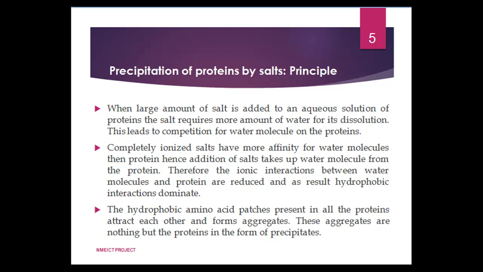And as a result of this, hydrophobic interactions dominate. The hydrophobic amino acid patches present in all the proteins attract each other and form aggregates. These aggregates are nothing but the proteins in the form of precipitates. In salt precipitation, the ion appears to be more significant. But along with this, other factors like temperature, pH, and the most important, the protein concentration, affect the process to a larger extent. Higher ammonium sulfate is required for precipitating highly soluble proteins.